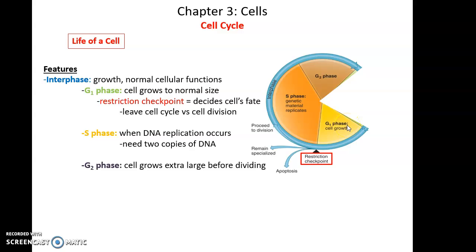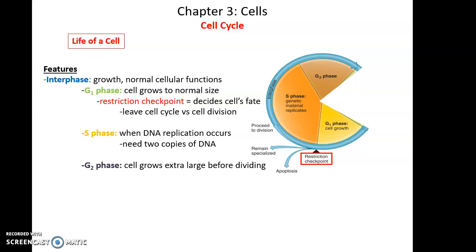So cells that are going to divide again enter the S phase. During the S phase of interphase, the DNA is replicated so that we now have two identical copies of DNA. This is critical because when the cell divides into two, we need a complete copy of DNA for each new cell. And then from here, the cell enters the G2 phase.